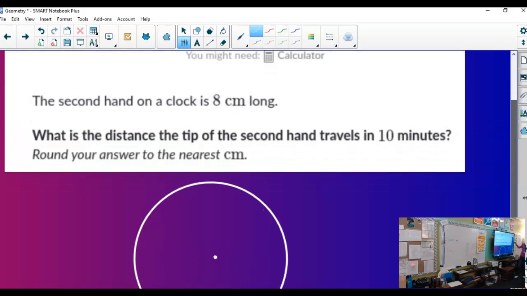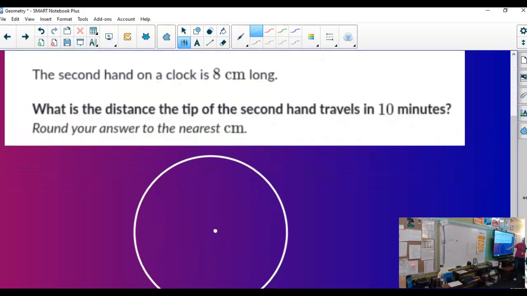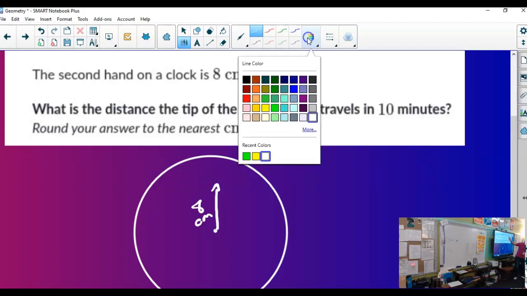Alright, so the second hand on a clock is 8 centimeters long. Okay. 8 centimeters. Hey, I'm recording, so anything you miss, you can go back and you don't have to miss anything. What is the distance the tip of the second hand travels in 10 minutes? Oh, no.